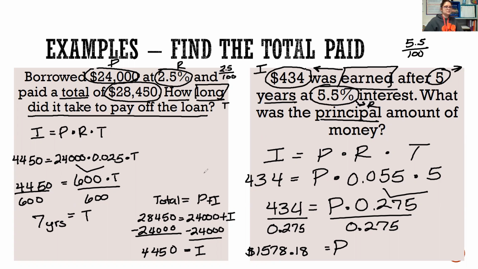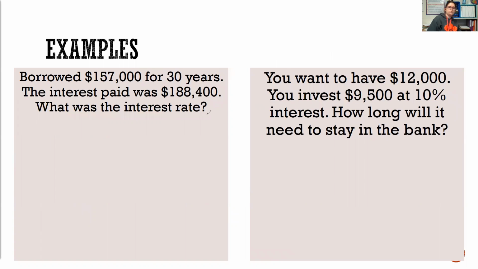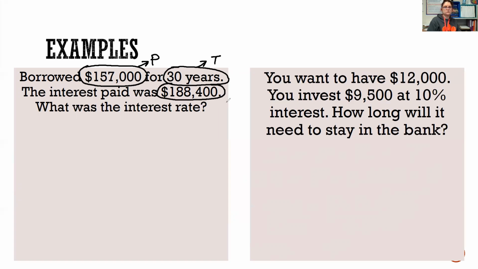Okay, let's look at our next example. You borrowed $157,000. So let's circle that. This is our principal for 30 years. There's our time. The interest paid was $188,400. So the interest paid, this is my I. What is the interest rate? Okay, I'm looking for rate.